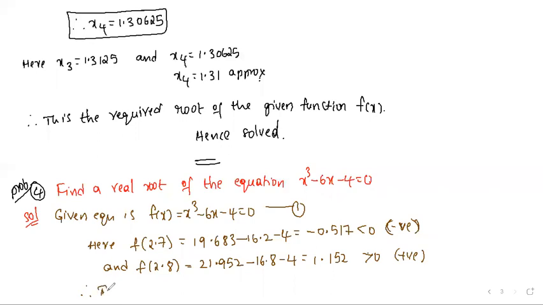కాబట్టి Therefore, the root lies between 2.7 and 2.8. మీరు 1.1 తీసుకుంటారా తీసుకోండి, 1.6, 1.7, 1.8, 1.9, 1.10 మీ ఇష్టం వచ్చిన వాల్యూలు తీసుకోండి. ఓకేనా, నాకు ఇష్టం వచ్చిన ఈ రెండు తీసుకున్నాను, 2.7, 2.8 తీసుకున్నాను. ఓకేనా, కాబట్టి ద రూట్ లైస్ బిట్వీన్ 2.7 అండ్ 2.8. ఇప్పుడు ఫస్ట్ అప్రాక్సిమేషన్.